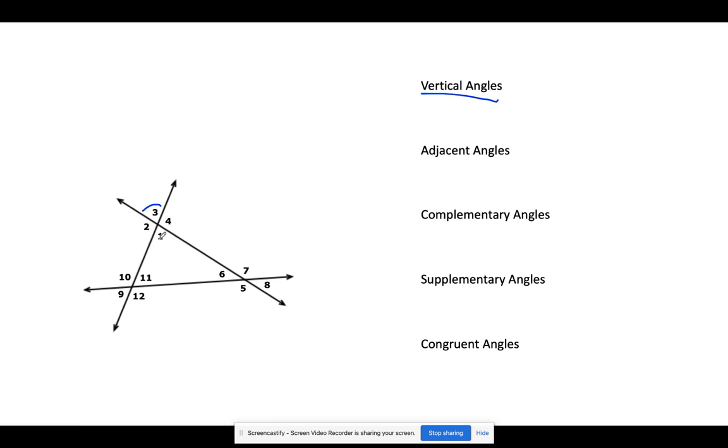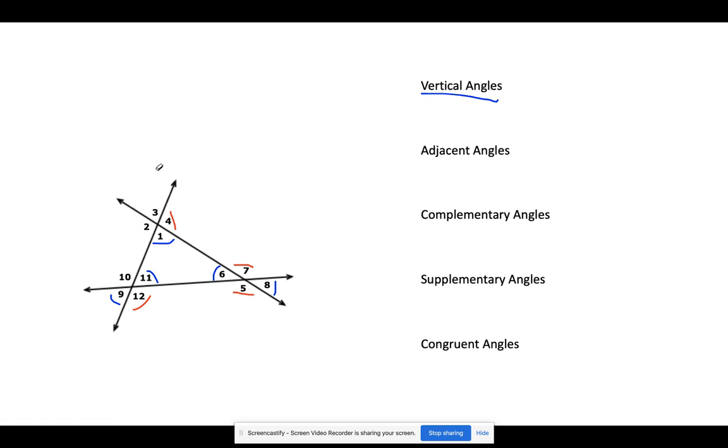Well, 3 would be vertical to 1. 9 would be vertical to 11. 6 would be vertical to 8. Likewise, 10 would be vertical to 12. 2 would be vertical to 4. 7 would be vertical to 5. Those are vertical angles. Okay.